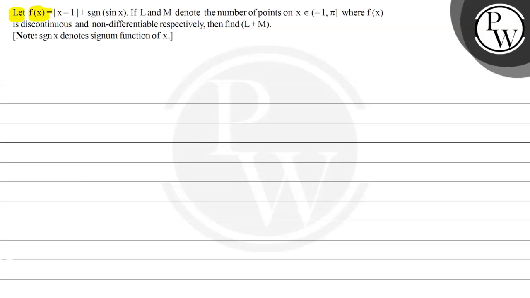Let f(x) be equal to mod of x minus 1 plus signum of sin x. If L and M denote the number of points on x in the interval open at -1 to closed at pi, where f(x) is discontinuous and non-differentiable respectively, then find L plus M.